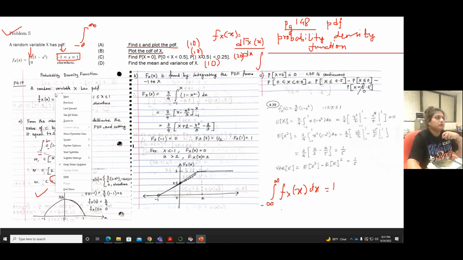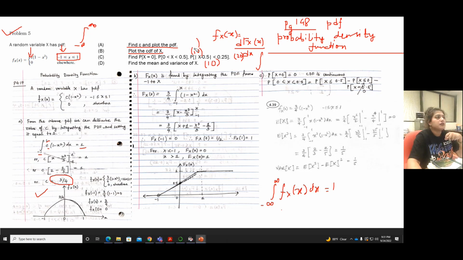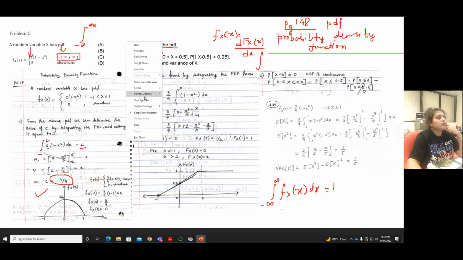I'm just going to erase that because that's not the truth. But this problem is actually that important. This is like a bulk problem that you can get in your exams, and you should know at least how to solve this. So let's try and understand how to solve it.